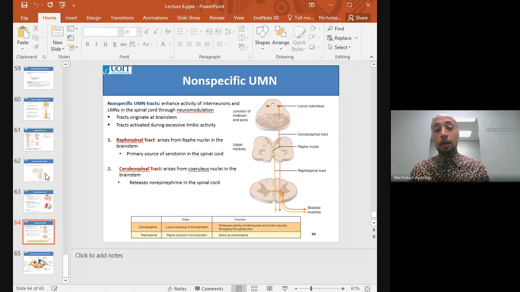These tracts are for neuromodulation, and so these are the non-specific upper motor neuron tracts. We have our raphe-spinal tract, which is the primary source of serotonin in the spinal cord. Does everyone remember what serotonin is? What does serotonin do in our body?